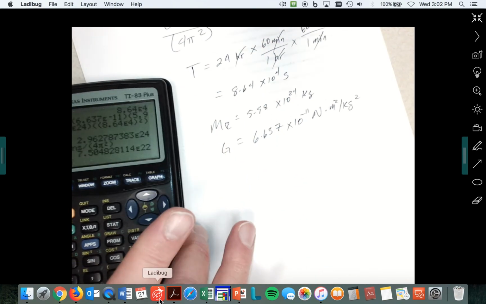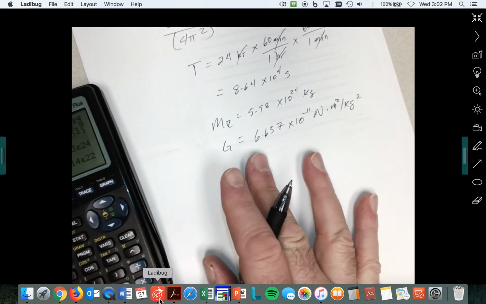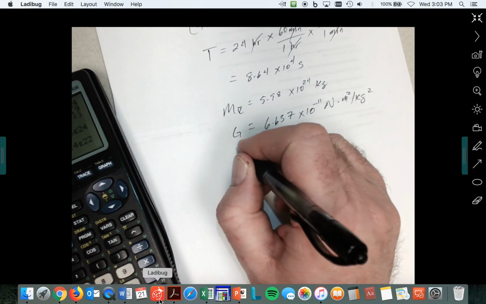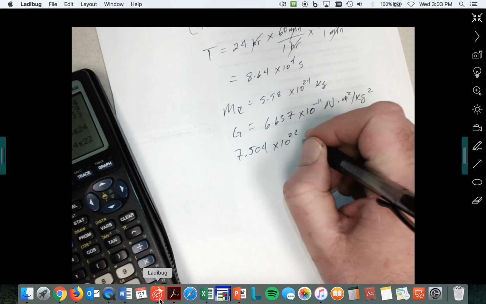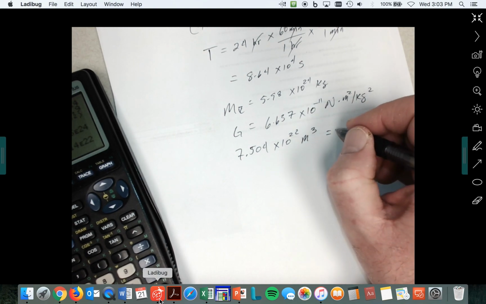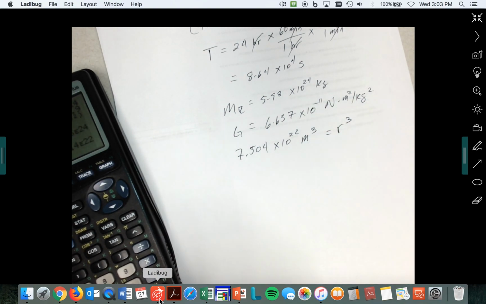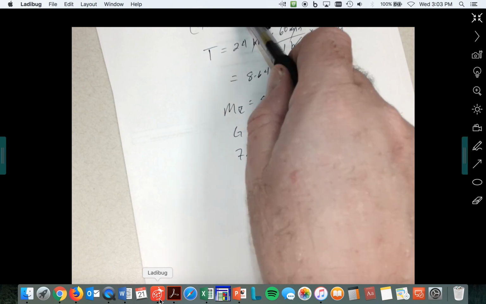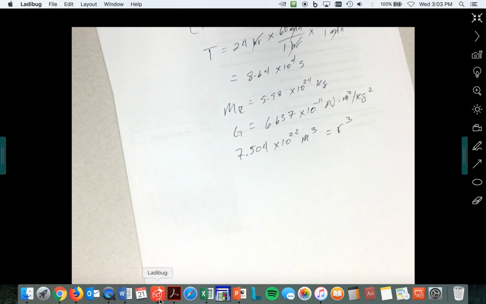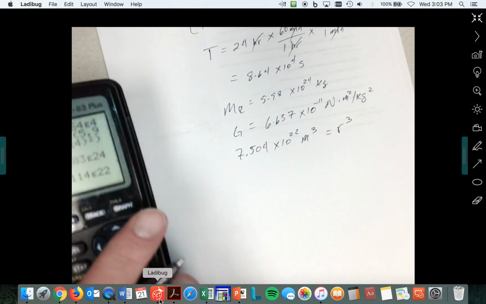I wind up with 7.5. Now this looks crazy. Basically what I've wound up with is 7.504 times 10 to the 22nd meters cubed is equal to r cubed. If I put all the units in here, the kilograms squared cancel, divided by 4 pi, and put in the G here, I get kilograms, so everything's going to go away. I get that number, and now I've got what r cubed is equal to.